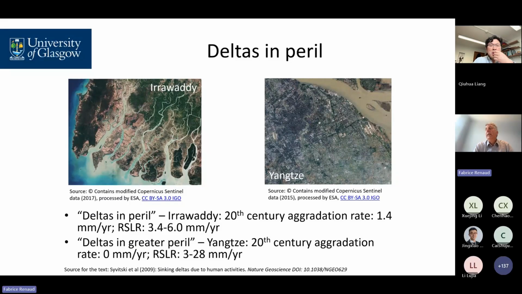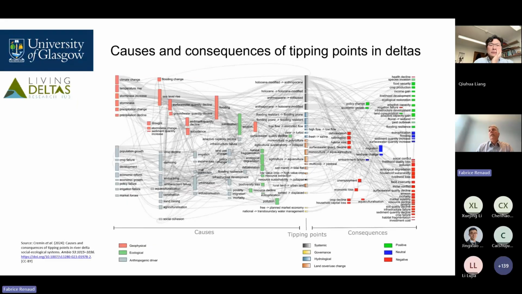This is just to highlight the fragility of these landscapes that are extremely important because you have huge concentrations of population in most of the river deltas. You have concentration of wealth, particularly in terms of urban areas and megacities, and also a concentration of agricultural activities, which play a very important role for the economies of the countries where these deltas are located. In a review that was led by Dr. Émilie Cremin, in the frame of the Living Deltas Hub project, to which Rihua and myself and many others contributed, we did a review of what we call tipping points in river deltas.